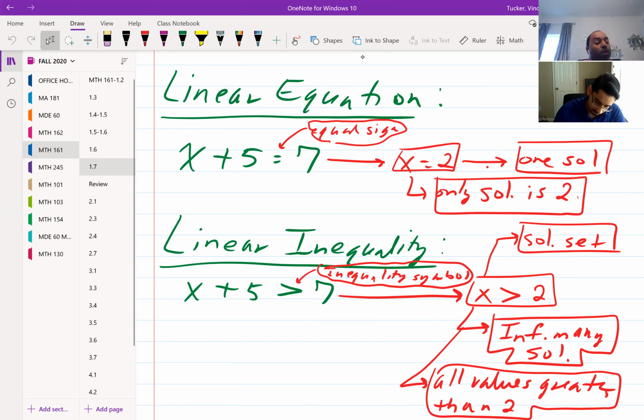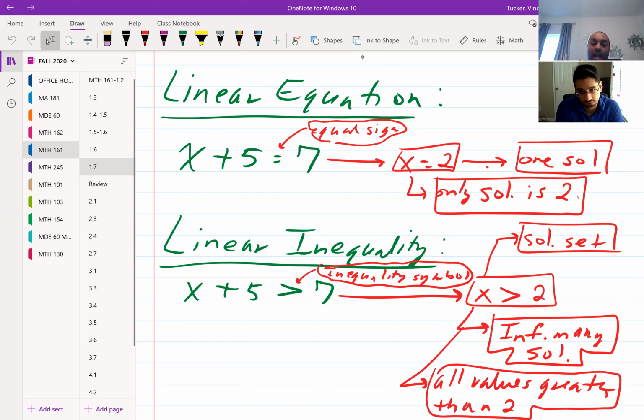Then the next thing we'll notice is that we solve inequalities the same way we would our equations, in which you subtract 2 from both sides. Here we have x equal to 2. That's only one solution. The only solution is 2. 2 plus 5 is equal to 7.